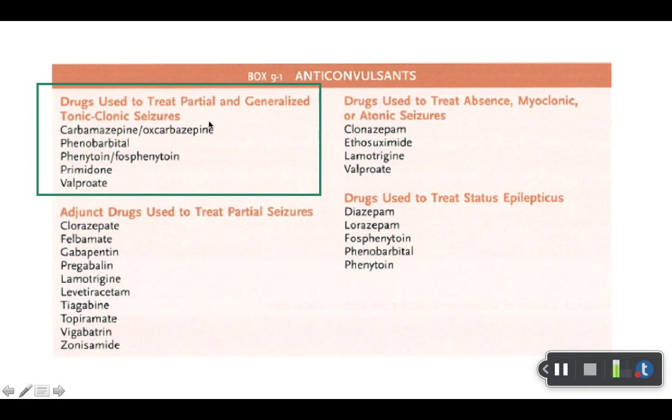So first off, we have these drugs that are used to treat partial or generalized tonic-clonic seizures. For classification purposes, I've had students in the past ask me what I would like you all to do. I'd like you guys to know these categories, but you'll notice, hopefully pretty quickly, phenobarbital is in this list, but it's also a barbiturate, so a couple classifications, and phenobarbital pops up again to treat status epilepticus.